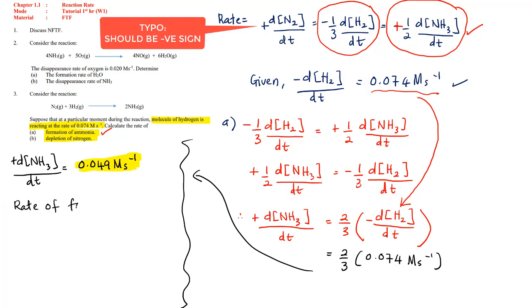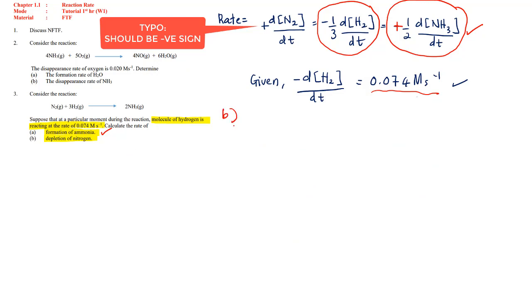Rate of formation of ammonia is 0.049 molar per second. Maksudnya ammonia ni terhasil dalam masa 1 saat sebanyak 0.049 molar. Alright, so that is for question 3A.